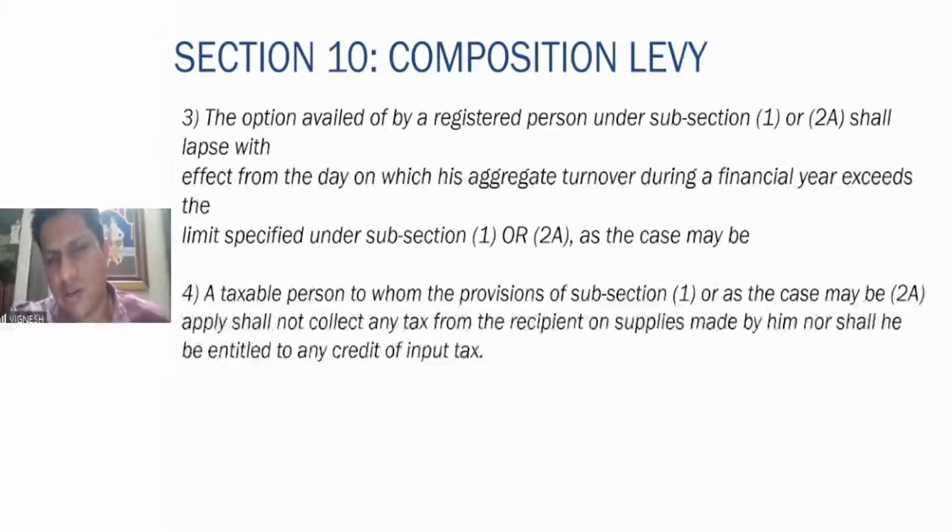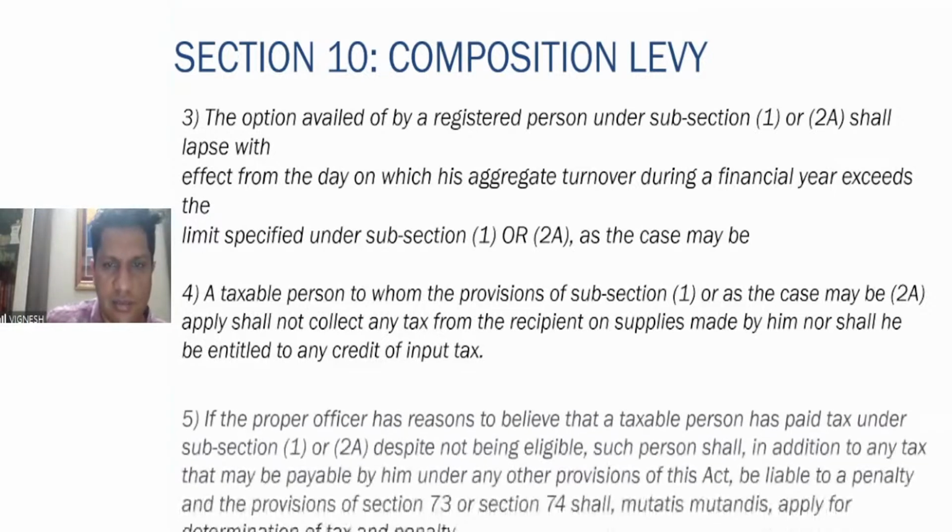Then a taxable person to whom the provision of subsection 1 or 2A applies shall not collect any tax. Please remember, in composition scheme, you are not supposed to collect any tax from the recipient. You are supposed to pay the tax all by yourself on the turnover which is achieved in those respective cases.